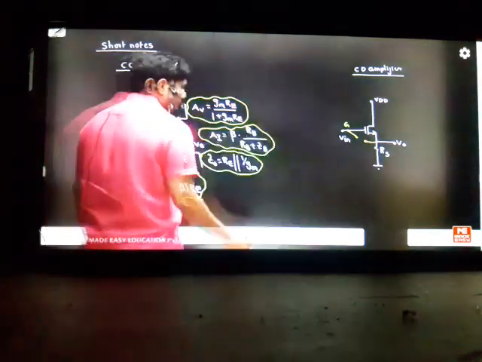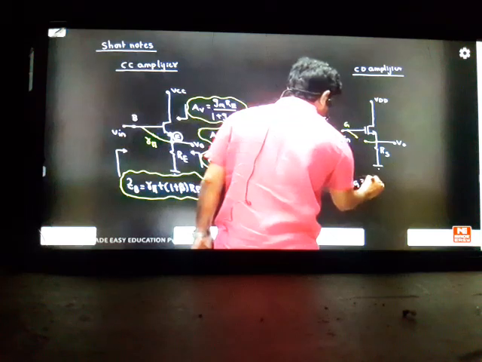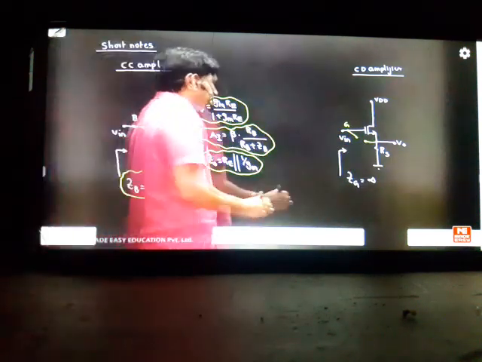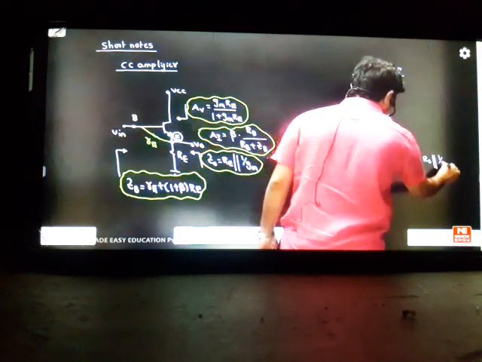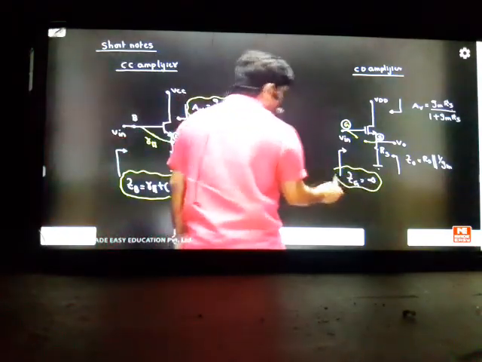What is the input impedance from the gate? From the gate, G, it is infinite. We will get infinite from the gate point. And what is the output impedance from the source? Z0 is equal to RS parallel to 1 by GM. What is the gain here? It is nothing but GM into RS by 1 plus GM into RS. So these are the 3 formulas we have to practice.